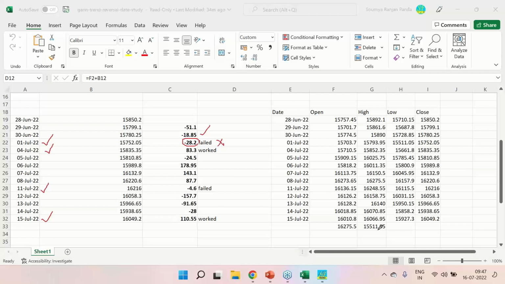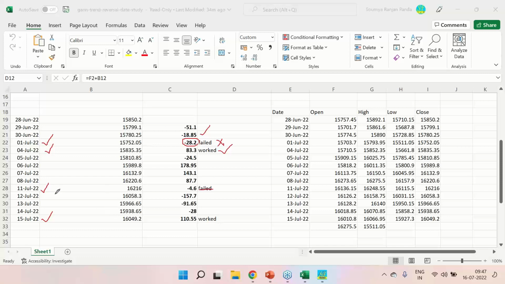4th July, so 1st July was a negative closing. So we must expect trend reversal. Means what happened? The opposite will happen. 4th July we expected that, so it has worked. Then we'll be going to 11th July. 10th is a holiday. I think it has worked.